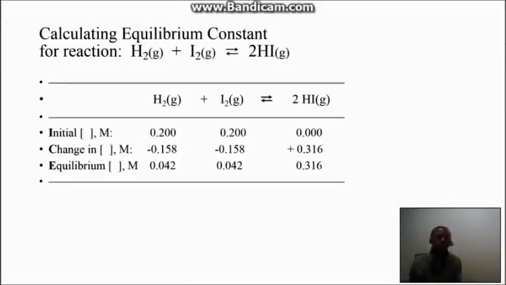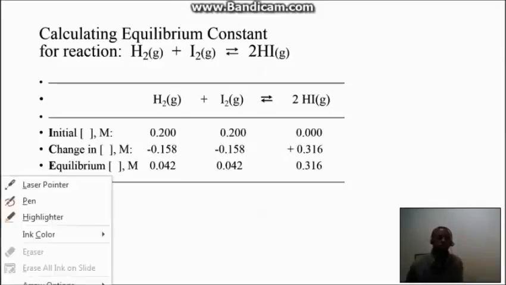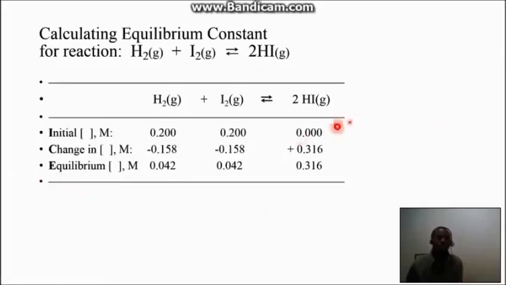Here we have our initial concentrations, we have the change in concentration, and then we have the equilibrium concentrations here. So what's the next step from here? The next step is to write down the equilibrium expression, Kc.